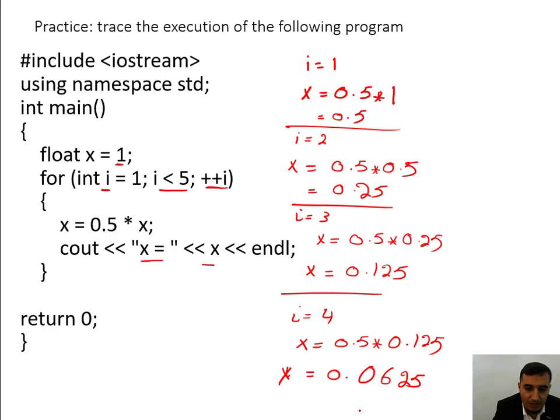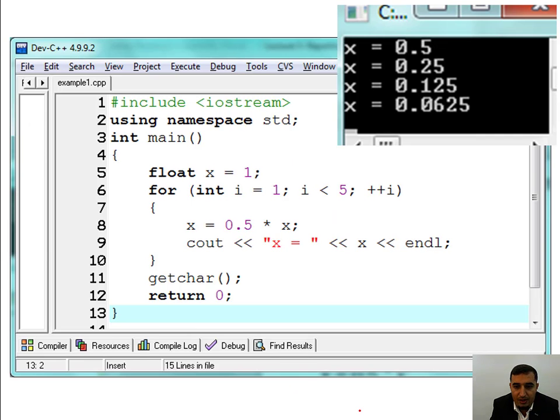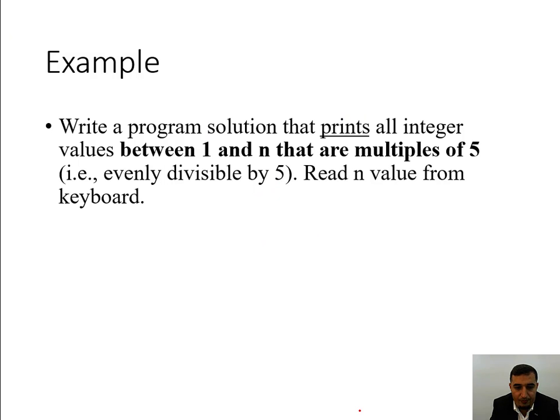So this is how you trace a program. If you want to trace the program, you have to take all the values of x. It's quite simple when it is a single loop, but when it's a nested loop, you are going to have some issues with it. So this is the output of our program that we saw earlier.